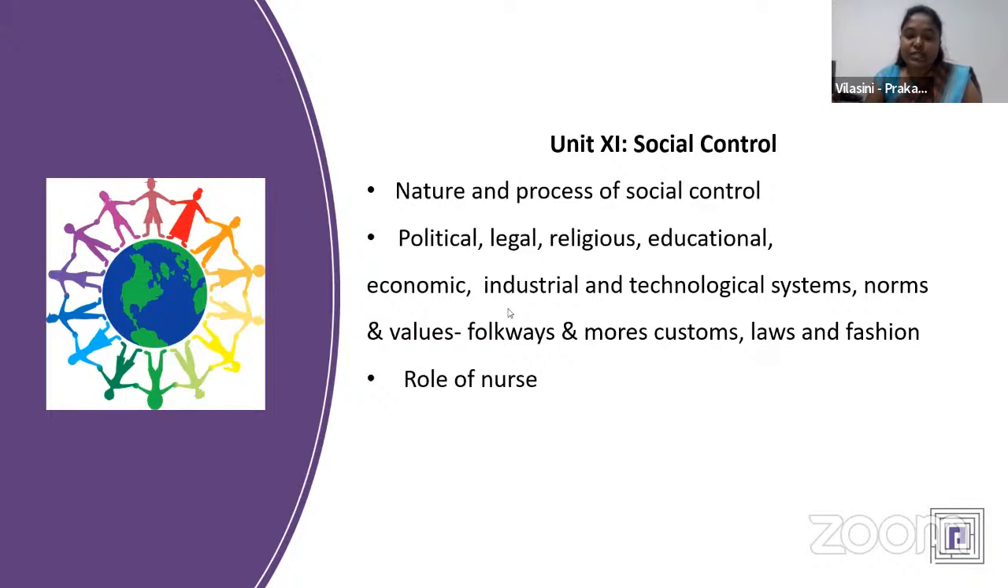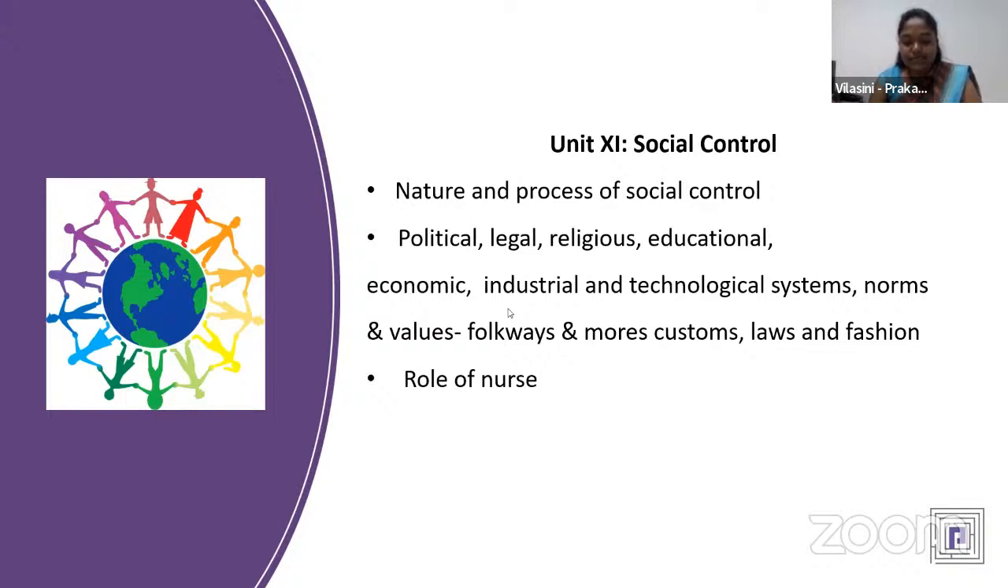The next is educational, that is completely the awareness about the society, how they have to be, what the rules are, and what the customs and traditions are that they need to follow, which will be educated to the group or the public. The next is economic control. This is completely connected with production, distribution, and consumption. Based on these three things, the group can be controlled.